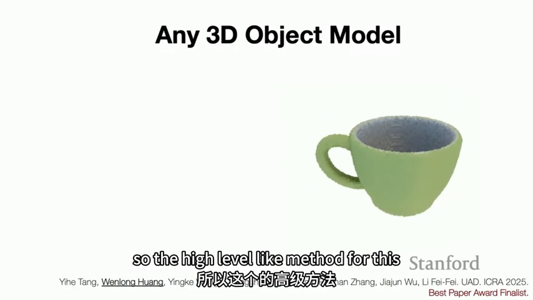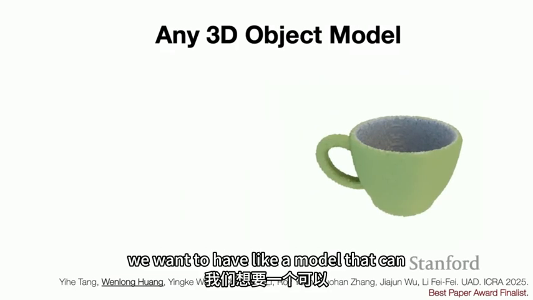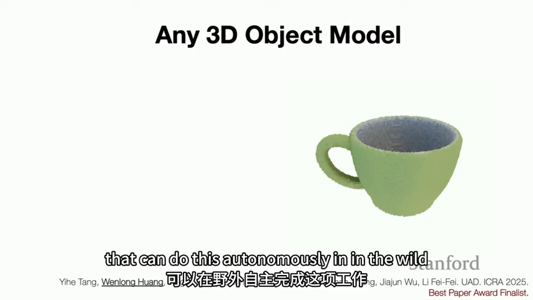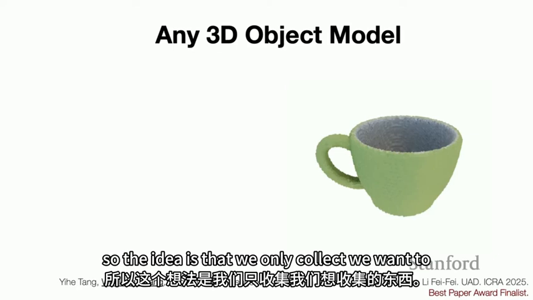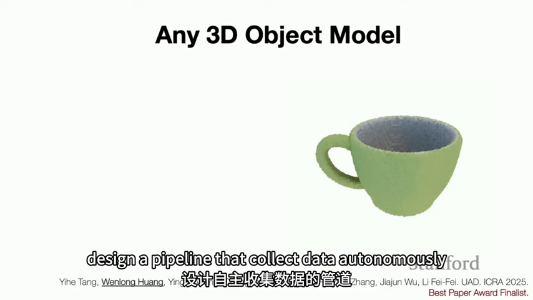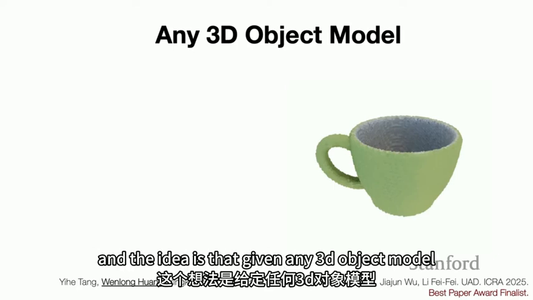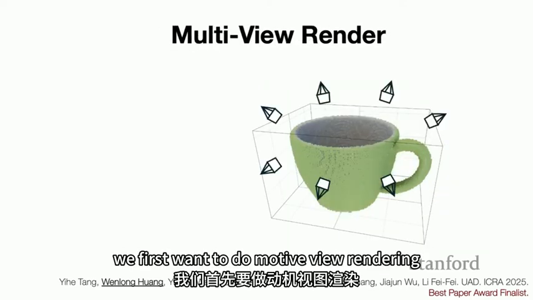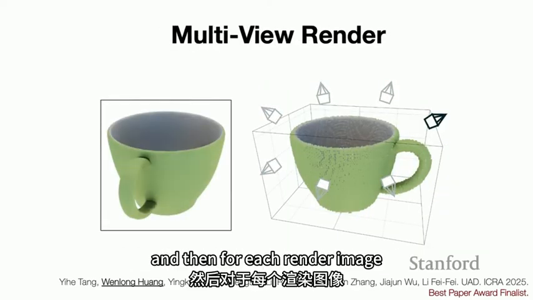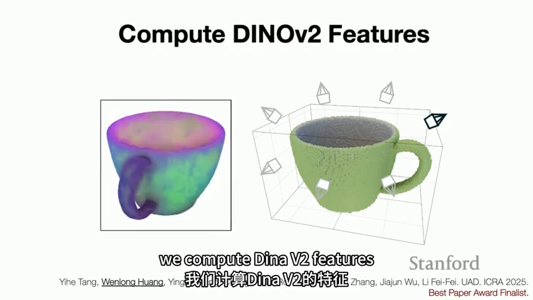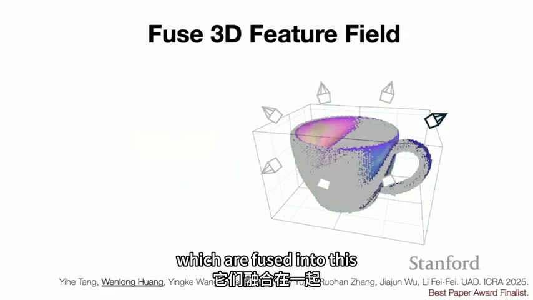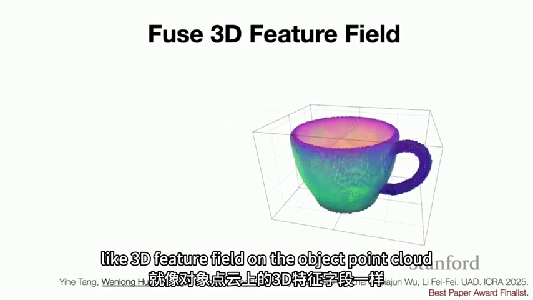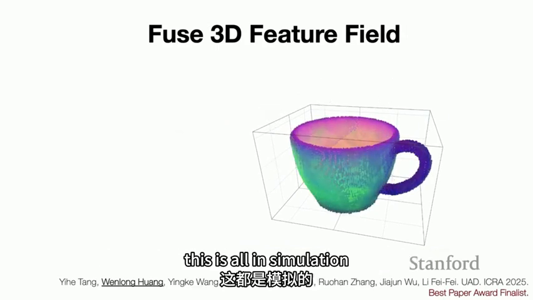At a high level, we want a model that can do this autonomously in the wild. So we want to design a pipeline that collects data autonomously. Given any 3D object model, we first do multi-view rendering. Then for each rendered image, we compute DINOv2 features, which are fused into a 3D feature field on the object point cloud. This is all in simulation.